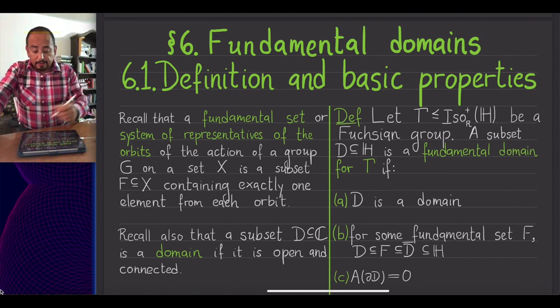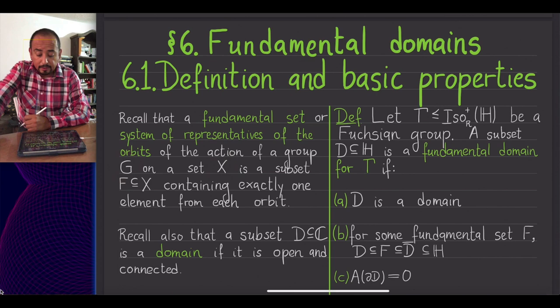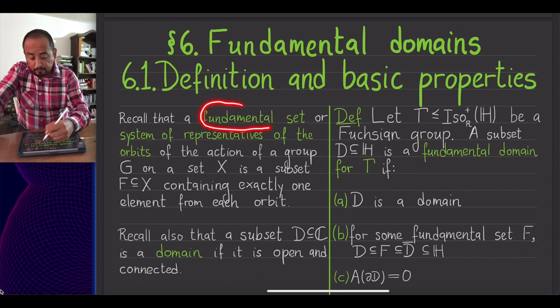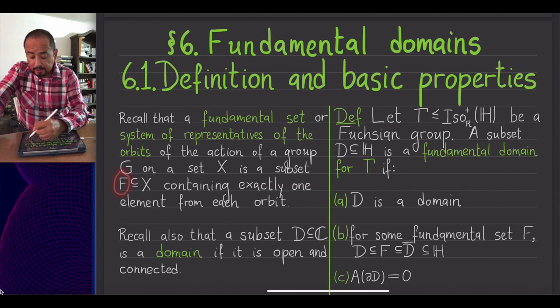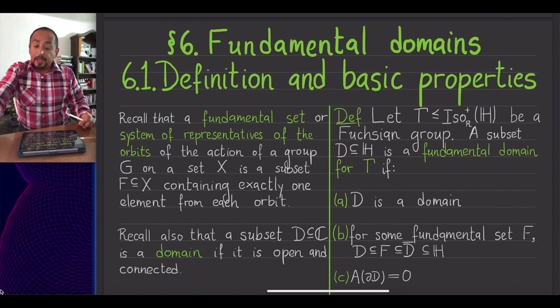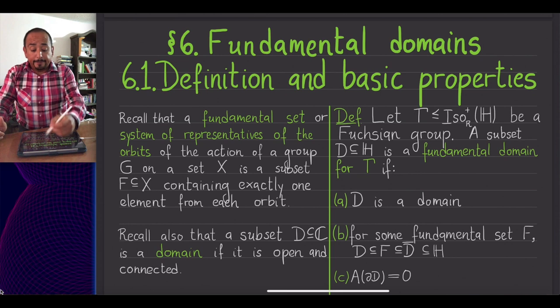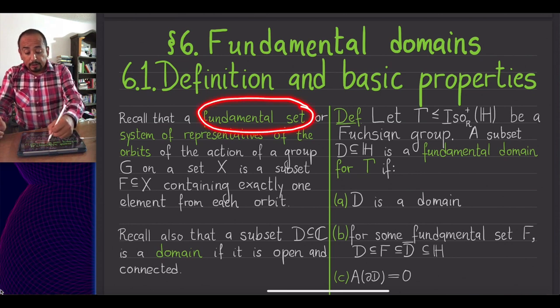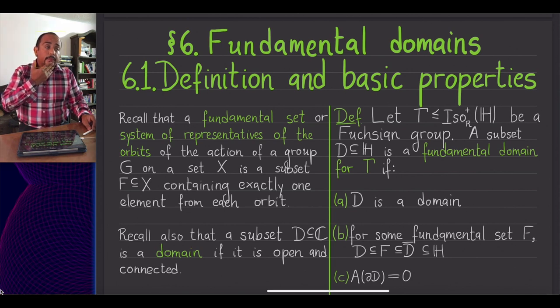So recall that if we are given a group acting on a set X, one defines the notion of a fundamental set, or system of representatives of the orbits, as being a subset of X containing exactly one representative from each orbit of the action. The existence of such an F is pretty much the statement of the axiom of choice. So fundamental sets for actions of groups on sets always exist. But in such generality, they may not give us any further useful information, right?